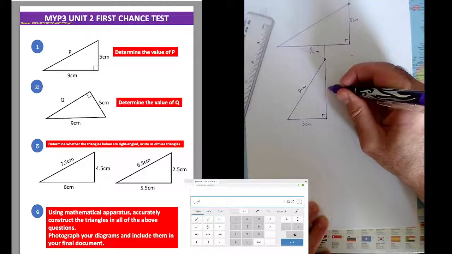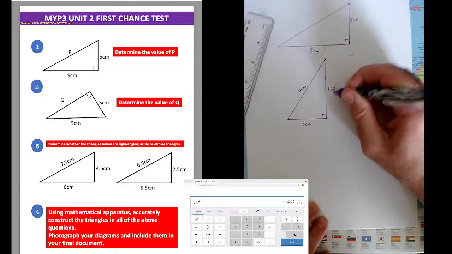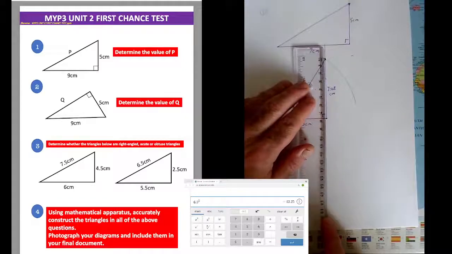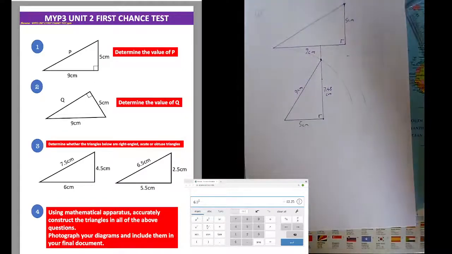And this was whatever we figured it out to be in the question. I think we decided it was 7.48 centimeters. In fact, we can check that that works. Yeah, 7.48 looks good for that.